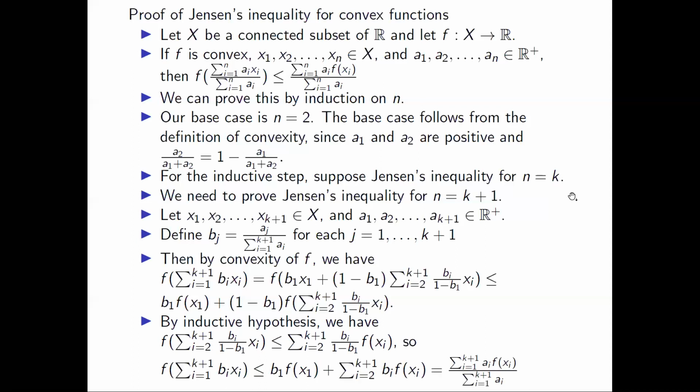And we can combine everything now. So we get that f of the sum from i equals 1 to k plus 1 of bixi is less than or equal to b1 times f of x1 plus the sum from i equals 2 to k plus 1 of bi times f of xi. And we can rewrite that in terms of the ais. And it gives us exactly the right side of the Jensen's inequality that we were trying to prove. So we just proved Jensen's inequality.